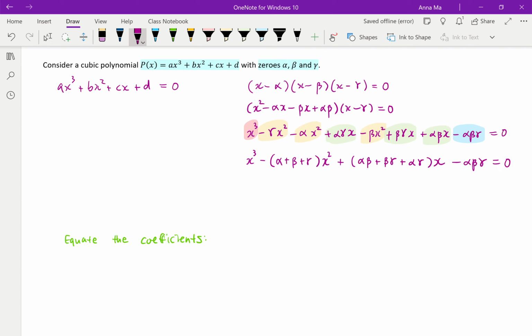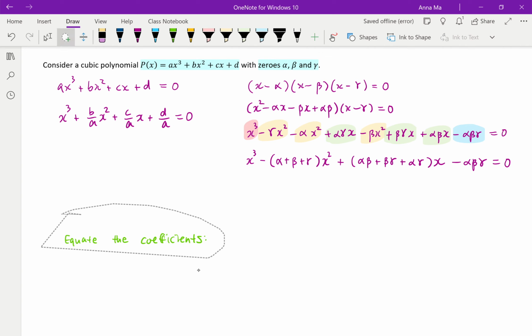Phew. Now on the left hand side, the only thing I have to do is to make it look like a monic, like this one over here. So I'm going to divide everything by a. Notice how you see a bit of a similarity. We're always going to get the b, c, d over a. And then this one, let's see if we can find the pattern. So if we equate the coefficients, let's just bump that up to the top.